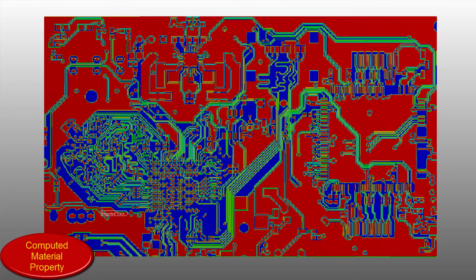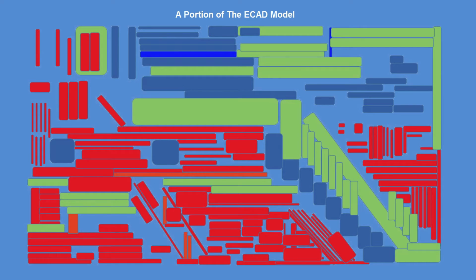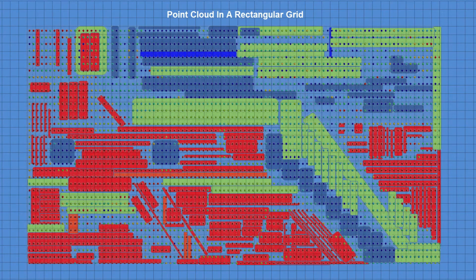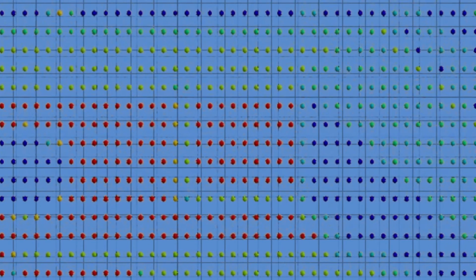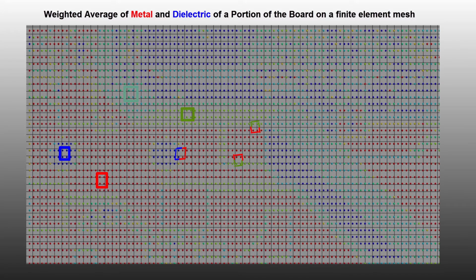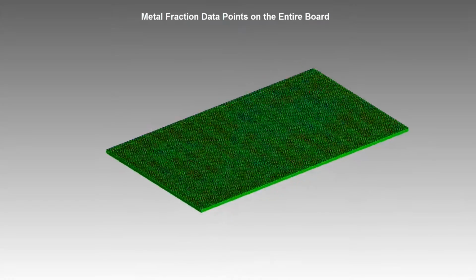In the metal fraction assignment technique, Mechanical automatically computes the effective material properties for its 3D mesh based on the metal and dielectric distribution in the original ECAD model. In this technique, ANSYS Mechanical generates a point cloud representation of the internal details of the entire board on a rectangular grid. Each grid cell is divided into sampling points representing the mixture of metal and dielectric. These cells are mapped onto the finite element mesh as data points. Using these data points, Mechanical assigns an effective material property to each mesh element based on a weighted average of the metal and dielectric properties. As it assigns the properties from element to element, this eventually develops into a spatially varying metal fraction on a large scale. You'll see this metal fraction once you import it onto the mesh.